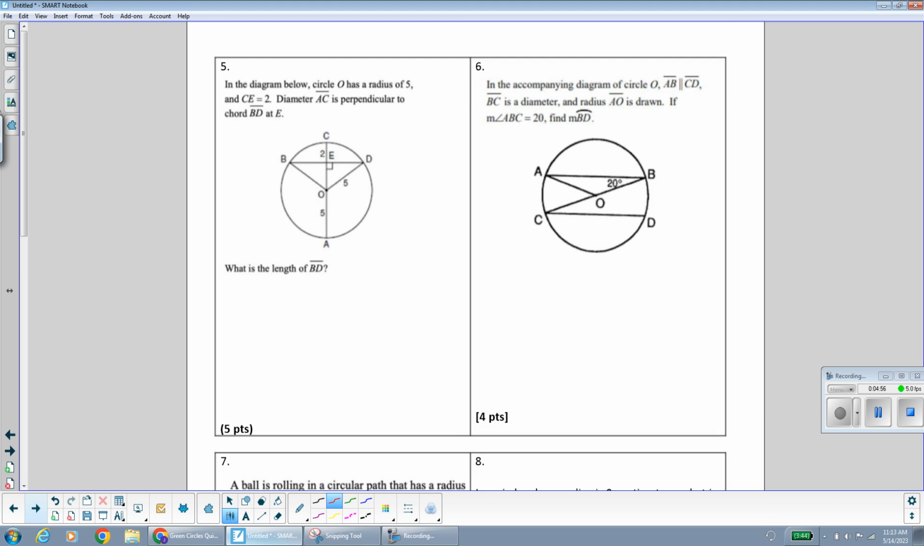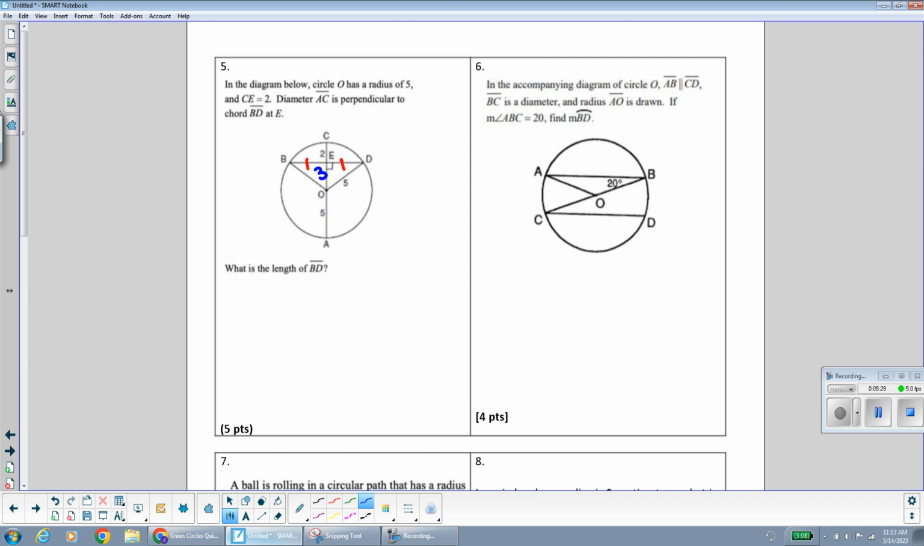we know that anytime we have a diameter and a chord that intersect, if the diameter is perpendicular to the chord, then it bisects the chord. That's one of our circle theorems. If a diameter and a chord are perpendicular, the chord gets bisected. And since we know that the radius is 5, all radii in a circle are equal. So if that's 2, this would need to be 3 to make radius OC 5 as well.